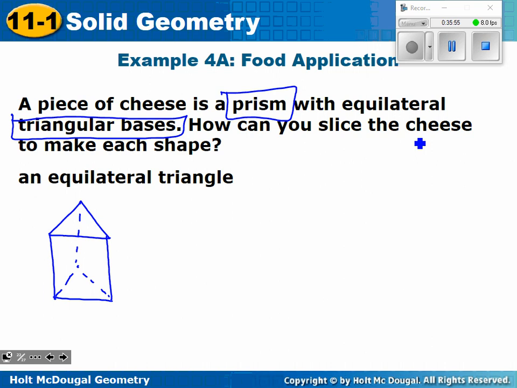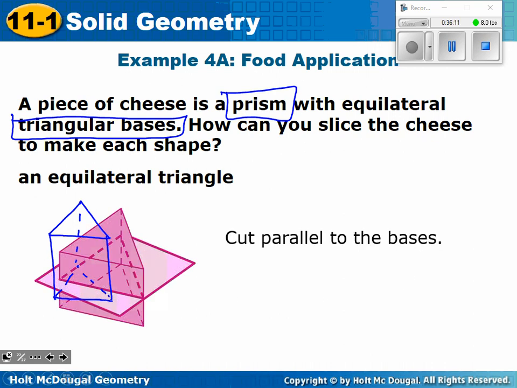Okay, dashes to show that 3 dimension. How should we slice this so that we end up with an equilateral triangle? Remember to use things like parallel to the base or perpendicular to the base. How should we cut it? Parallel to the base. Okay, so those are the things you're going to use on your homework. Words like parallel to the base, perpendicular to the base.